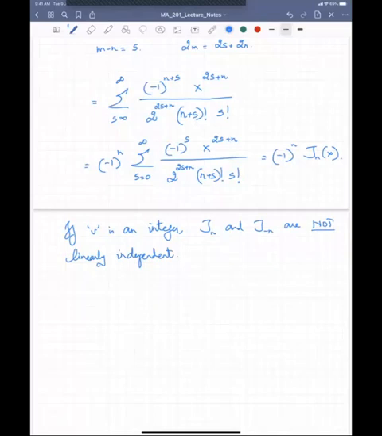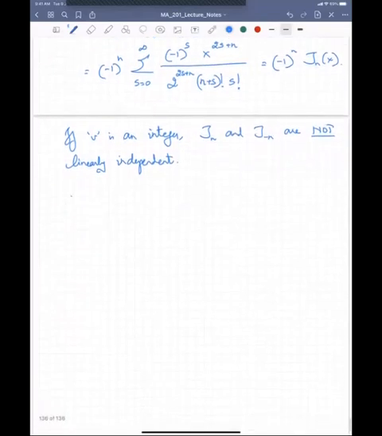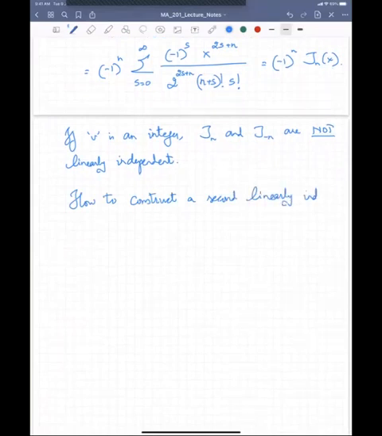Which means now our job is to find a second linearly independent solution for the Bessel functions. So the question is, how does one go about constructing it? That is what we would like to understand. So how to construct a second linearly independent solution. So let us begin at the beginning. Let's go back to the drawing board and let us write the Bessel's equation.